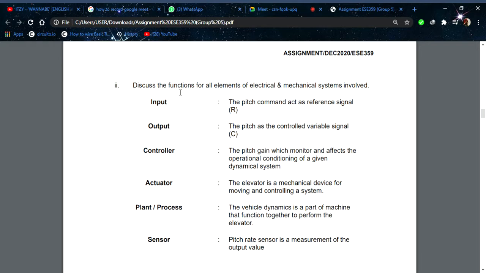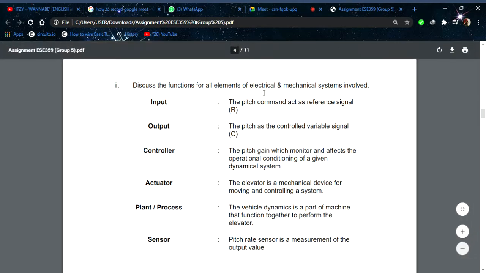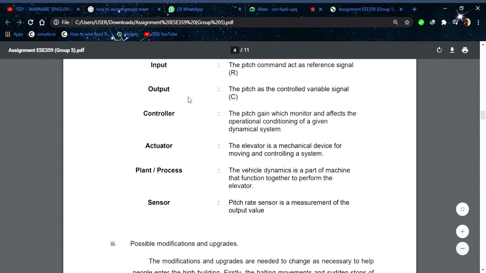So second, discuss the function of all elements of the electrical mechanical system involved. From figure 1, we can conclude that the pitch command is the input, so the pitch command acts as a reference signal. The output is the pitch, which acts as the controlled variable signal. The controller is the pitch gain, which monitors and affects the operational conditioning of a given dynamical system.